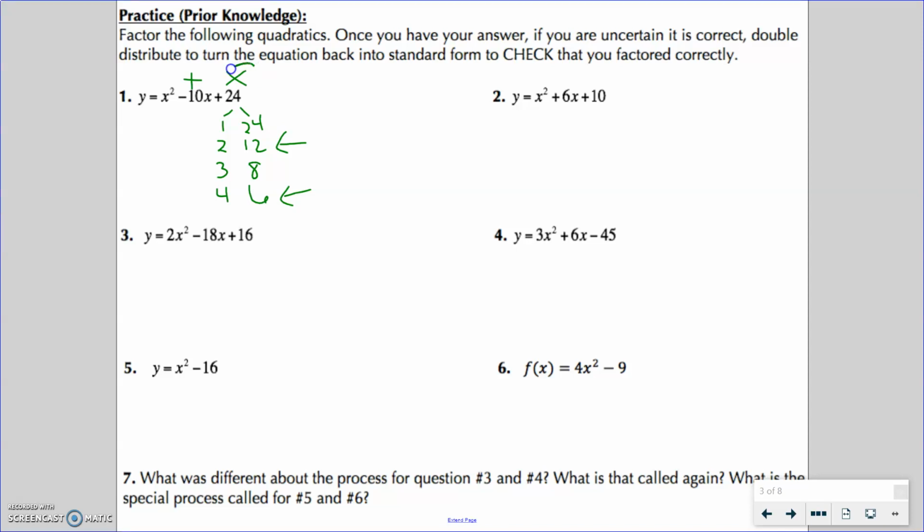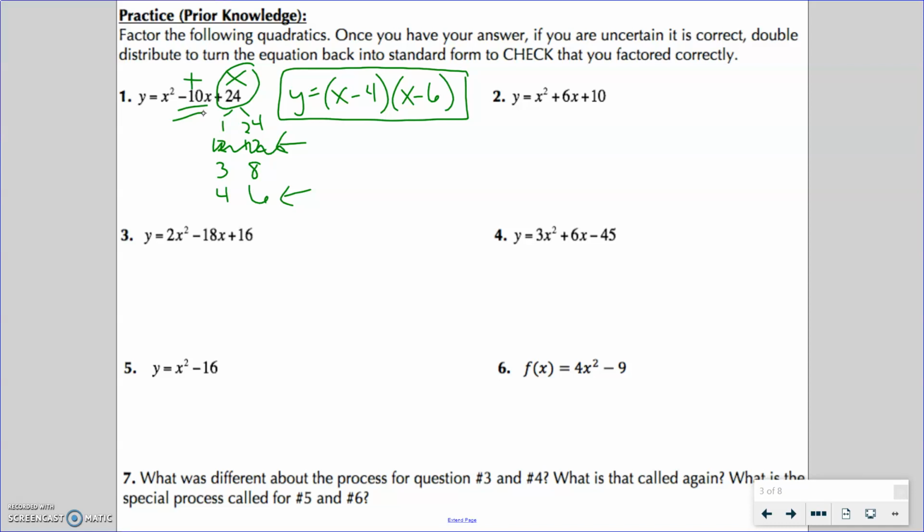Well, if it has to multiply to give me +24, either they need to both be negative or they need to both be positive. So if that's the case, the 2 and the 12 are not going to work. So I'm leaning towards the 4 and the 6 and making it x minus 4 times x minus 6. Remember, if you're not sure, if you were to double distribute this, right, you would get that -10x in the middle and you'd get a +24 at the end. That's how you know you're doing okay.